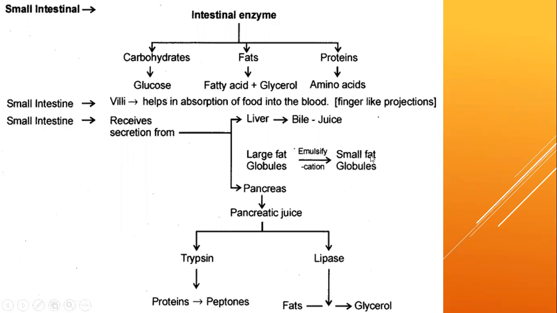And the bile, as we discussed, converts the large molecules of fat into smaller molecules. What are the smaller molecules of fat? Exactly. Fatty acid and glycerol. Absolutely correct. So this conversion of fats into fatty acid and glycerol is known as, what is the process called? Exactly. Emulsification.